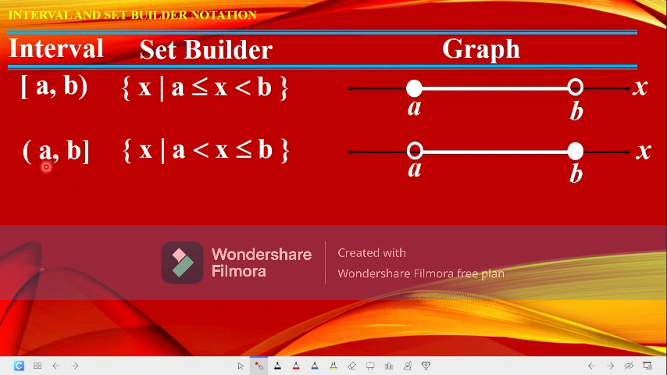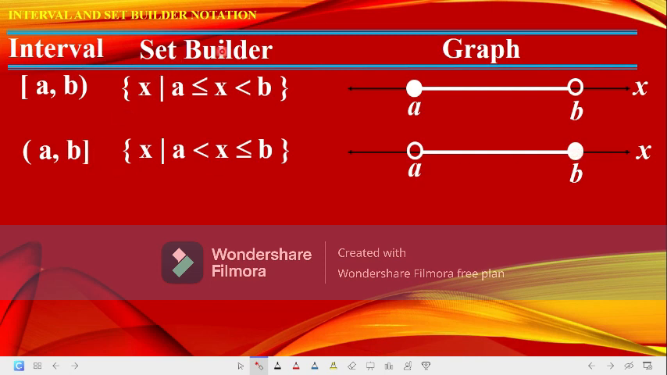So why is it that we write the open parenthesis before A? It's because it's hollow. It's not included. Then for B, we have the square bracket because it is included in the solution set.